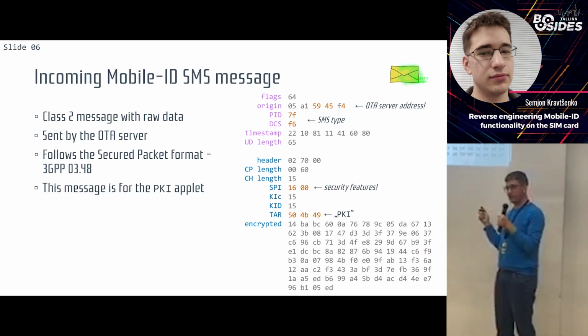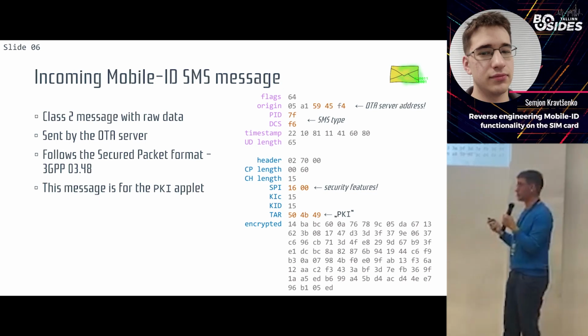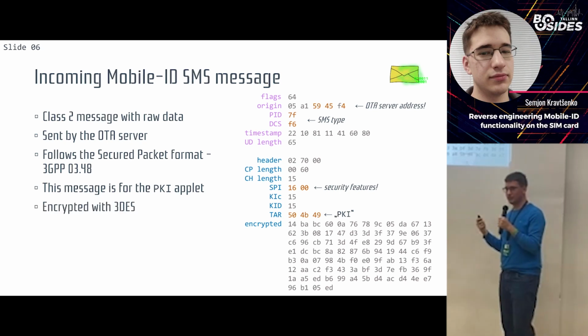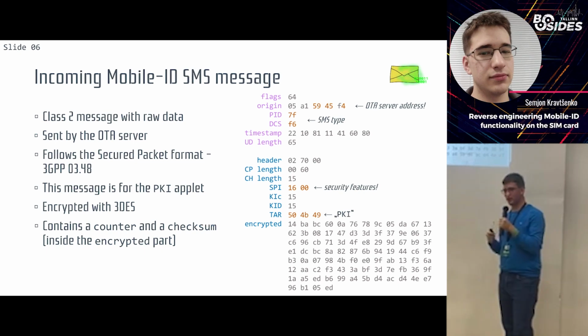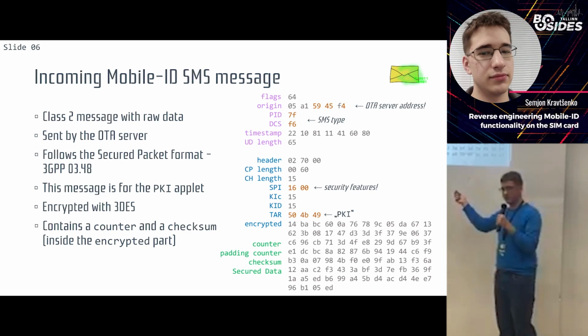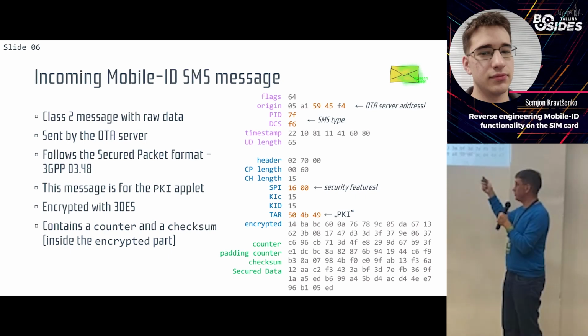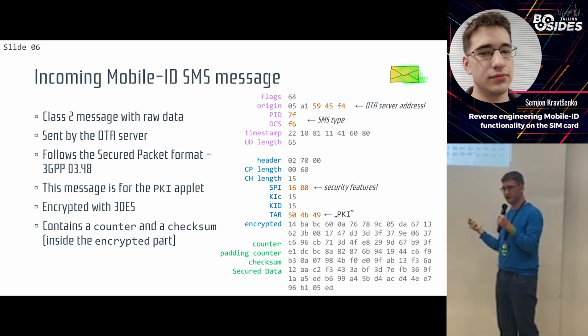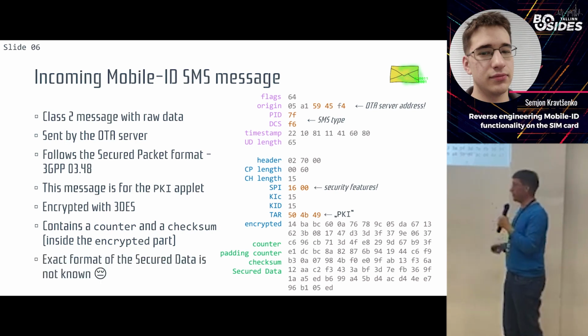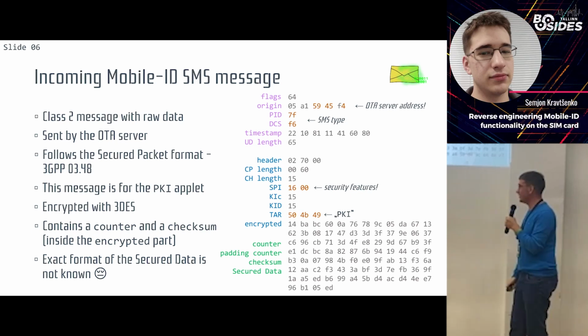So that's an identifier for the mobile ID applet on the SIM card. And then the SPI field. It's very important because it tells which security features are enabled for this message. In case of mobile ID, it's encrypted with 3DES, and also it has a counter and a checksum. According to the standard, these are the fields that must be present inside the encrypted part. So the counter and checksum are actually inside it, so I cannot even see what those values are. And the secured data, those are the values that are specific for mobile ID. They are encrypted and we cannot see inside. So sadly, no luck here.